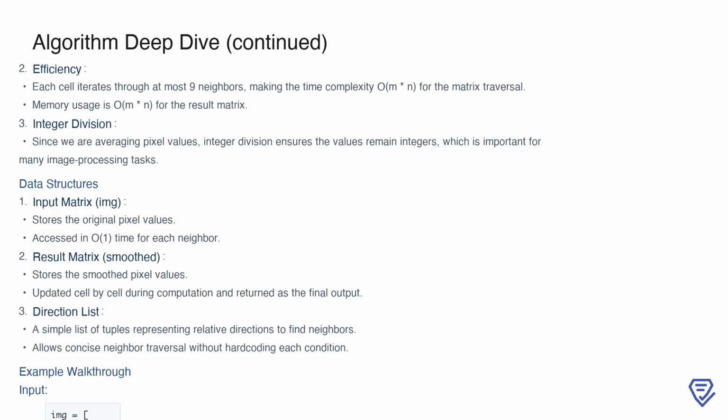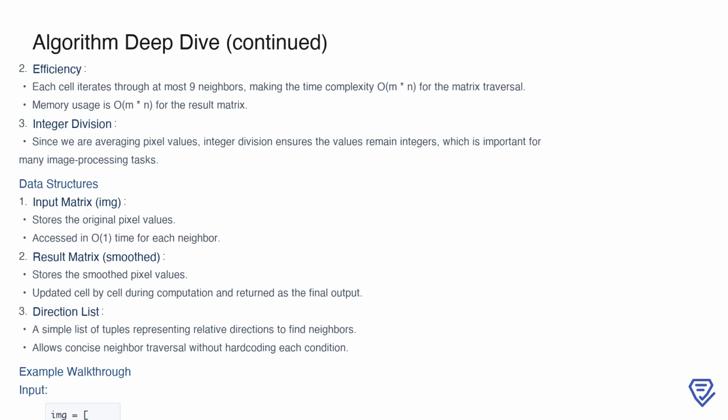Integer division plays a key role here since the average of pixel values must remain an integer in many image processing scenarios. Regarding data structures, we use the input matrix img to store the original pixel values, which can be accessed in constant time for each neighbor. The result matrix, smoothed, is updated cell by cell during the computation and returned as the final output.